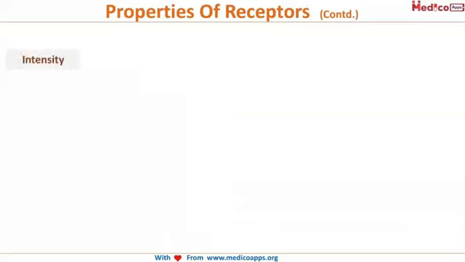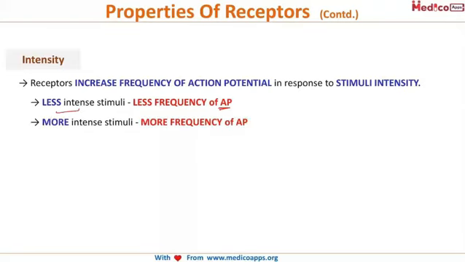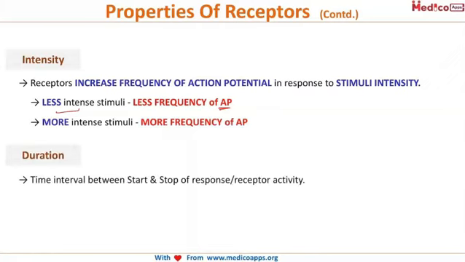Now the next property that we are looking at is the intensity. The receptors increase the frequency of action potential in response to the intensity of the stimulus. So, when there is less intensity of the stimulus, the action potential is generated with a lower frequency. When the stimulus has a higher intensity, the action potential will have a higher frequency. And the duration, kindly look carefully here. It is the time interval between the start and stop of the response. That is nothing but how long the receptor is active for the given stimulus.